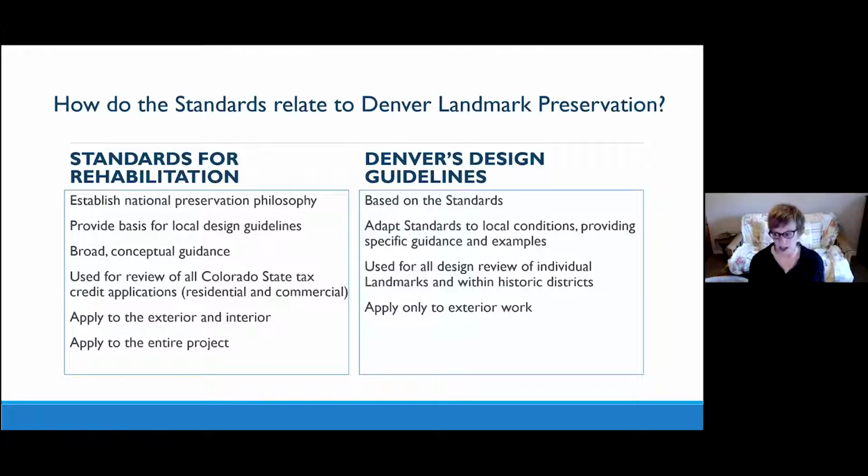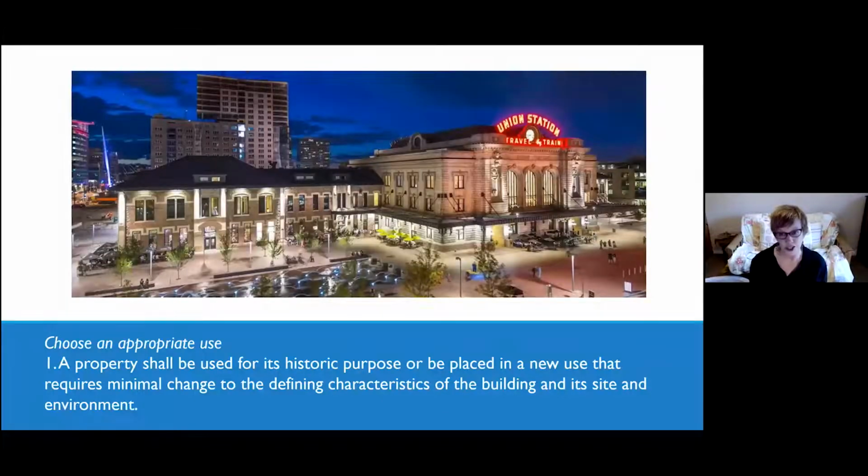So if you are applying to a landmark for design review, we're only going to look at the exterior. If you're applying for a tax credit, we're using the standards, and then we're going to look at the exterior and the interior. Hope that helps set up how these two things, the standards for rehab and our design guidelines, interact with each other. And now we will jump into the standards.